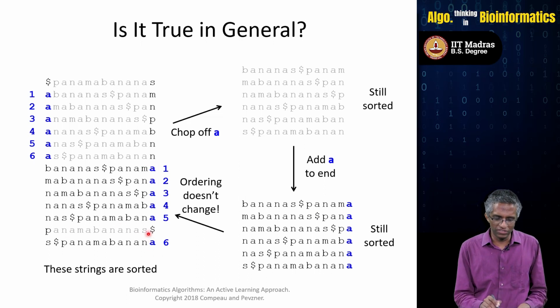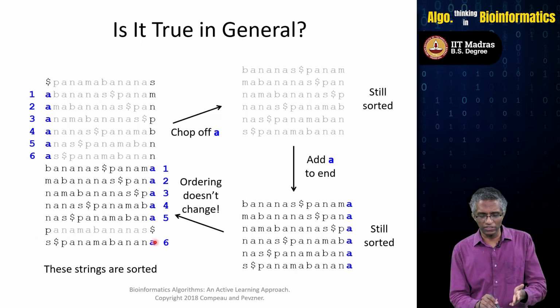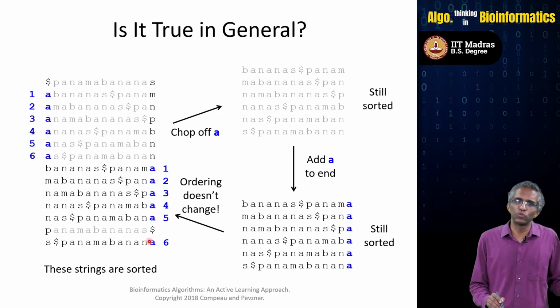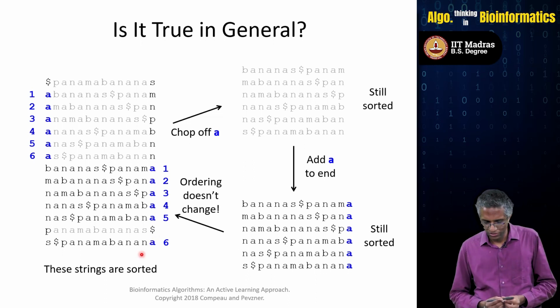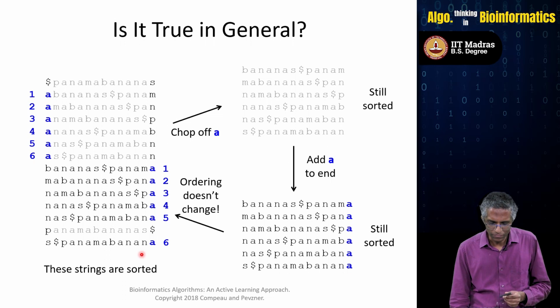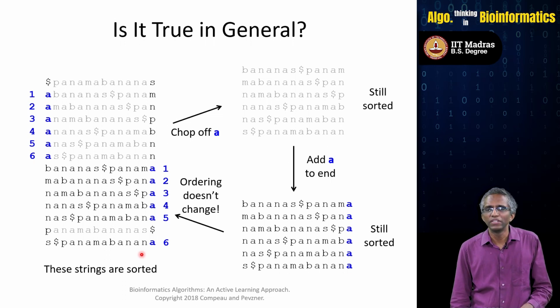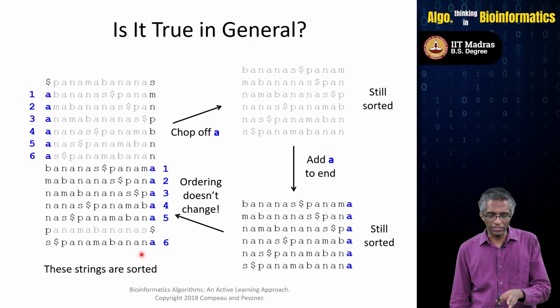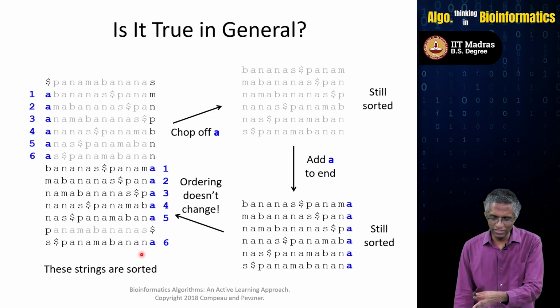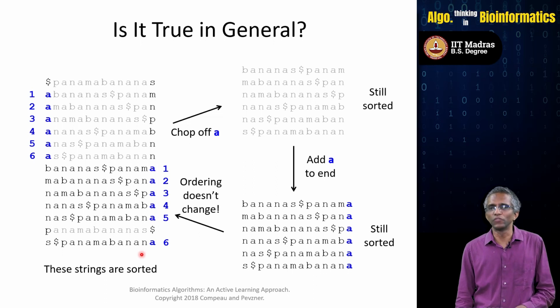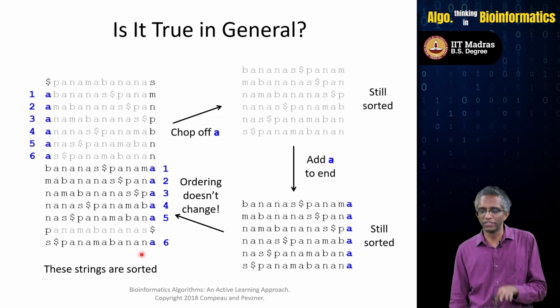There may be some other strings which are inserted. They may not all be contiguous. That is okay, but the ordering does not change. I want you to think about it a bit and see if you are fully convinced. This needs a formal proof, but this is the framework of the formal proof. We are going to just leave it at this illustration.